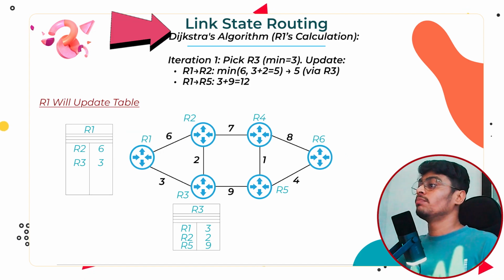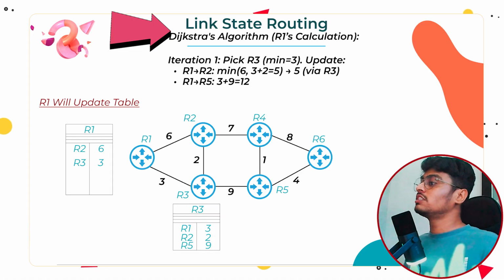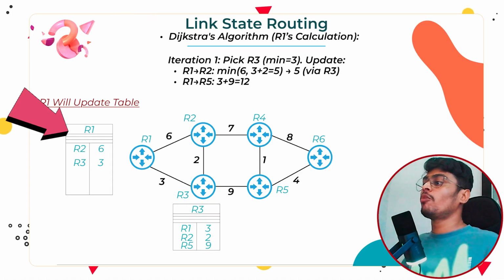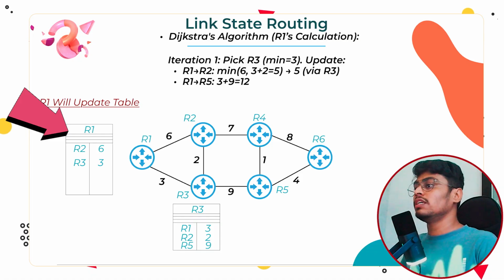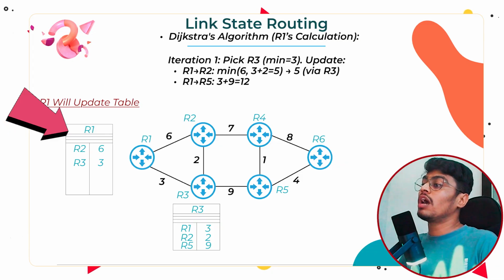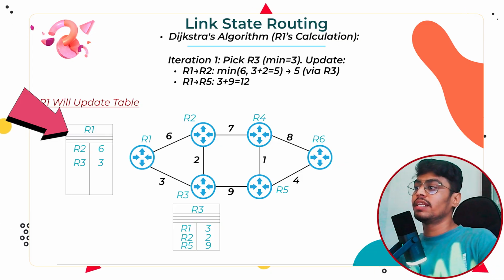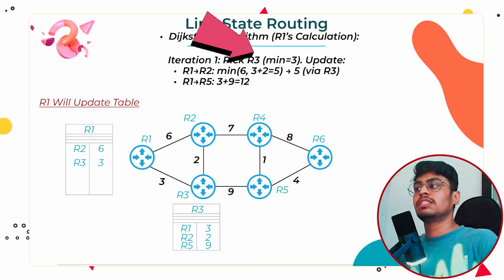Applying the Dijkstra algorithm. Now R1 uses the Dijkstra algorithm, single source shortest path, to find the shortest distance to reach all the routers. Starting from R1 to R2, initially it is 6, direct link. R1 to R3, initially it's 3, direct link. From R1 to R4, R5, R6, initially infinite. After the first iteration, select R3, minimum distance is 3.